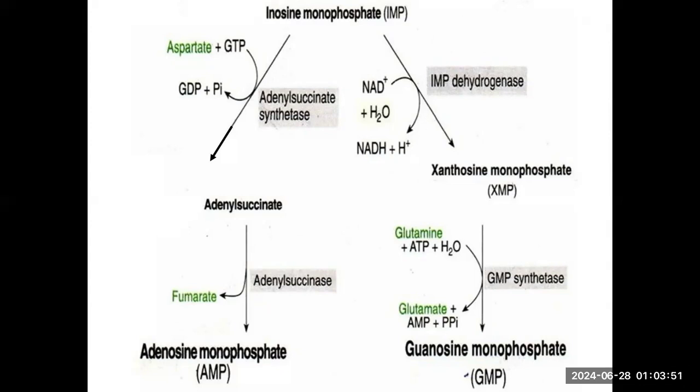Then in the second reaction, fumarate is released by the action of the enzyme adenylosuccinase, and we get the formation of AMP, or adenosine monophosphate. That completes the first nucleotide, of adenine. In the case of the formation of GMP, IMP is used.